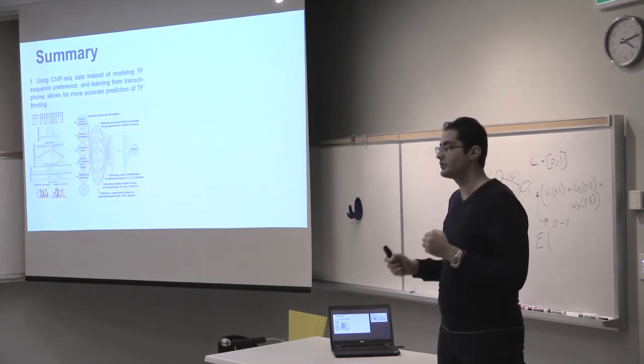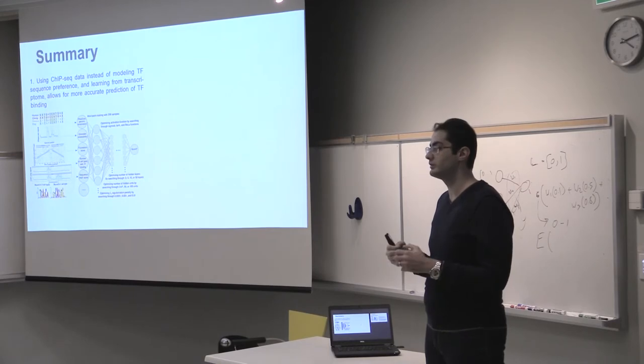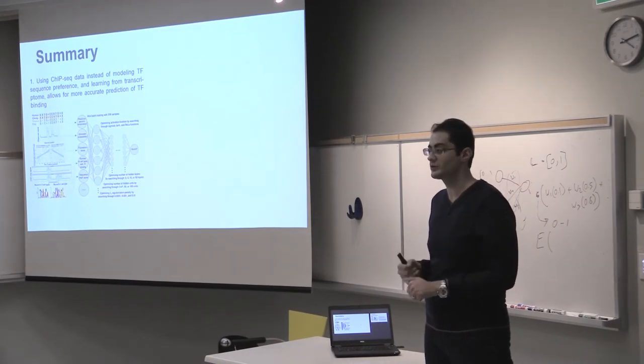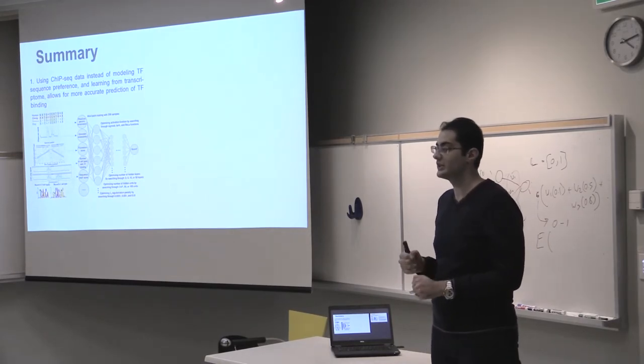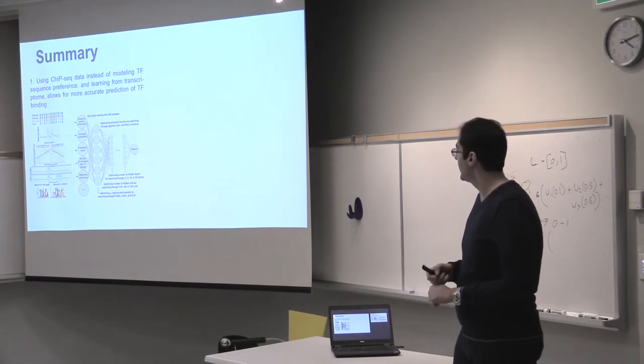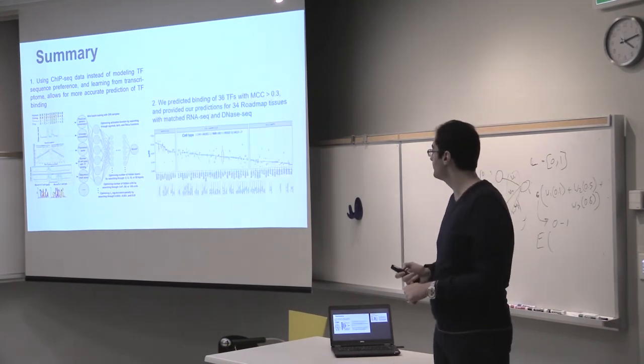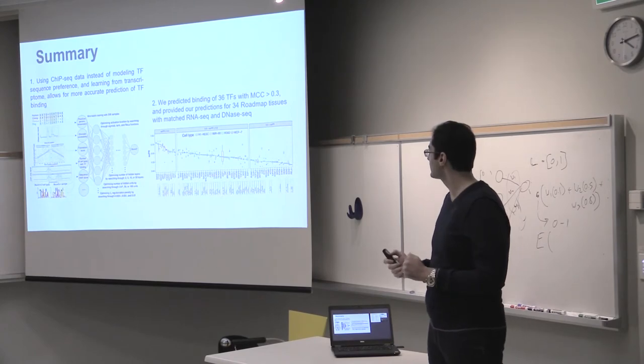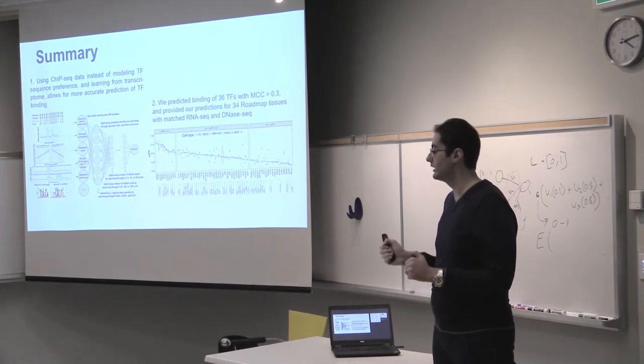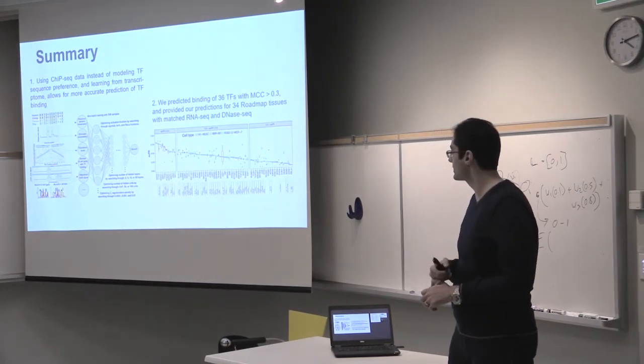So in summary, we use a multilayer perceptron and previous evidence of transcription factor binding, chromatin accessibility, and gene expression to predict transcription factor binding. And for 36 factors that had an MCC of more than 0.3, we will provide the predictions as a resource on Roadmap data.